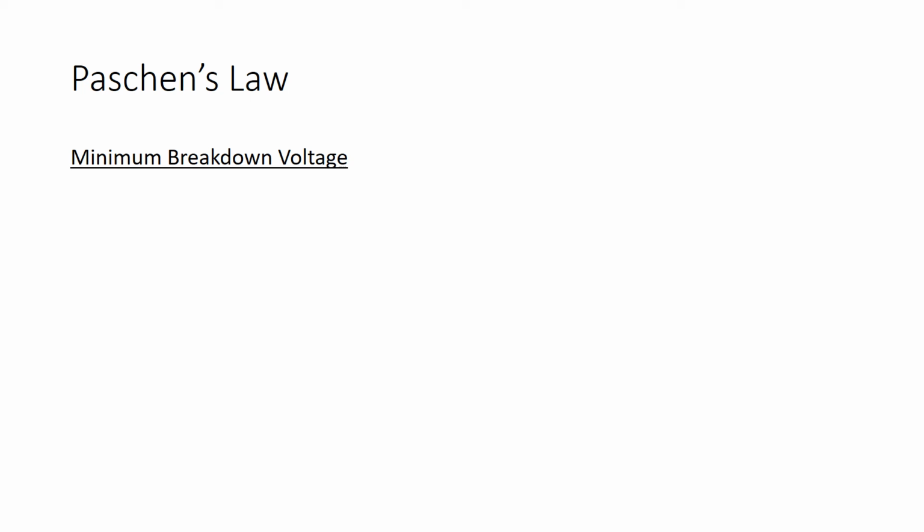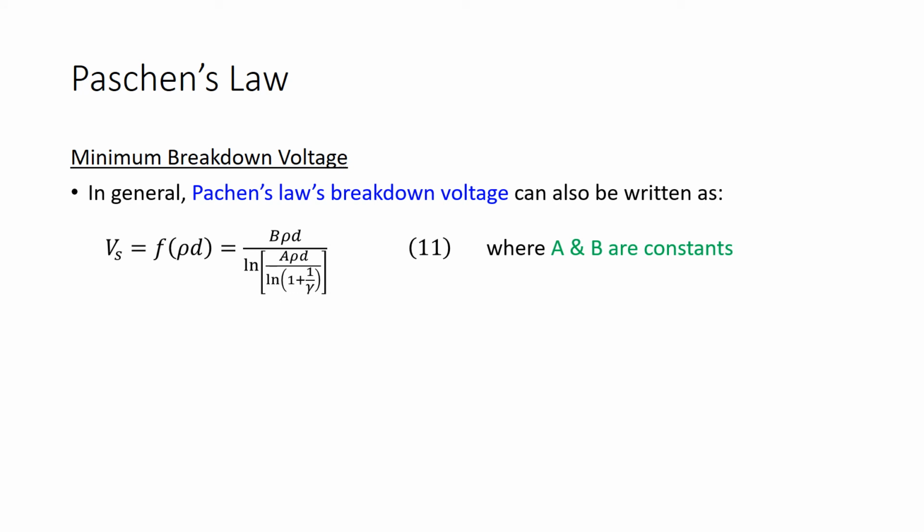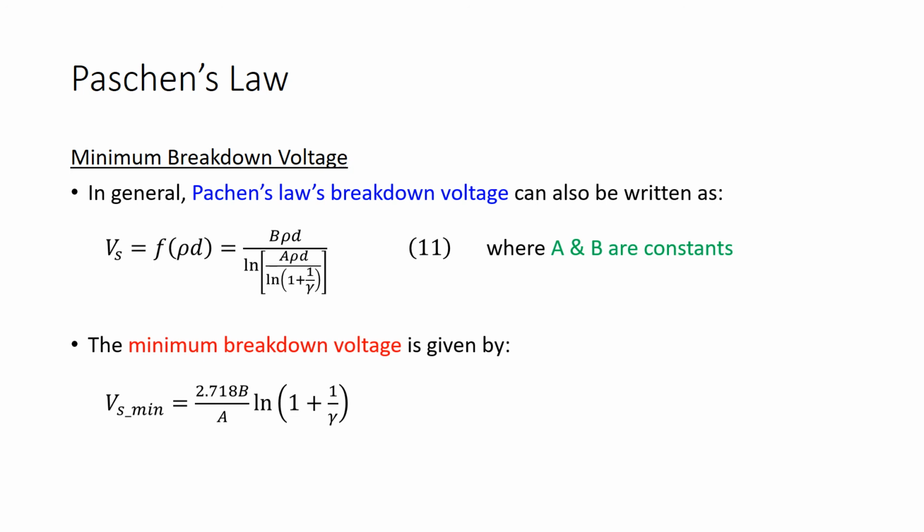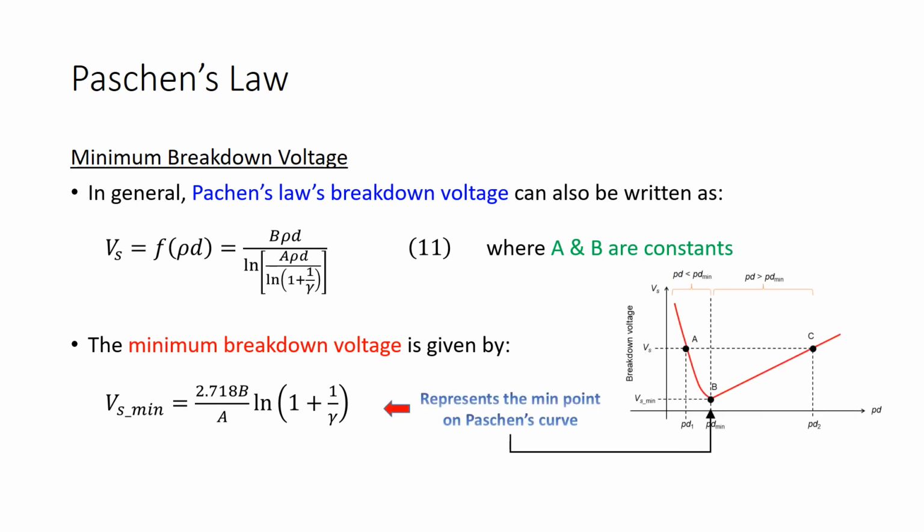Minimum breakdown voltage. In general, Paschen law breakdown voltage can also be written as Vs equals B rho d divided by ln A rho d divided by ln 1 plus 1 over gamma, where A and B are constants. And the minimum breakdown voltage is given by Vs min equals 2.718 B divided by A times ln 1 plus 1 over gamma. And this value will give the minimum point on the Paschen curve.